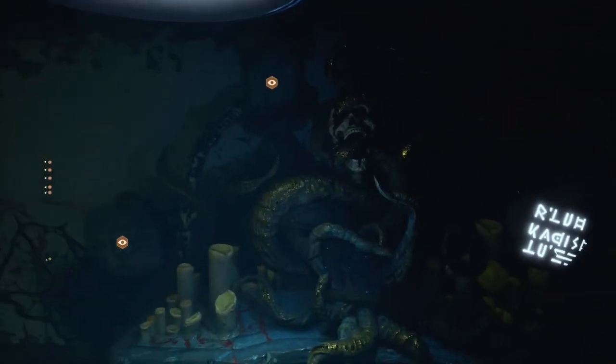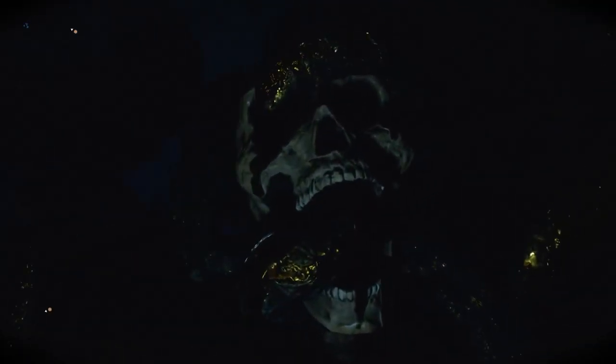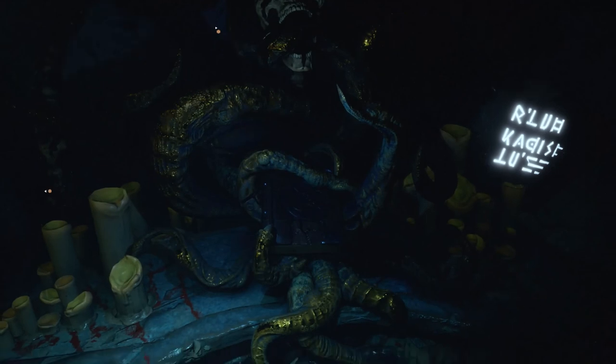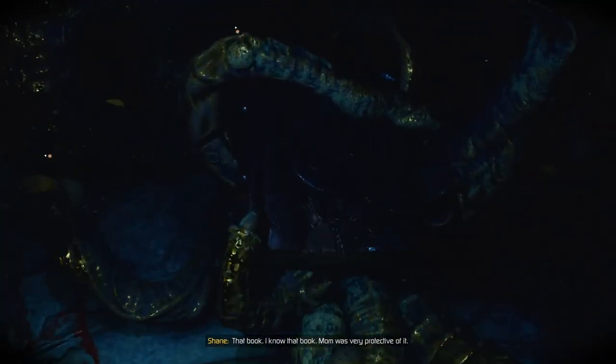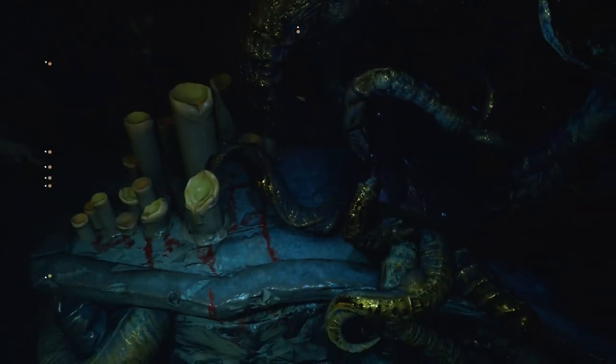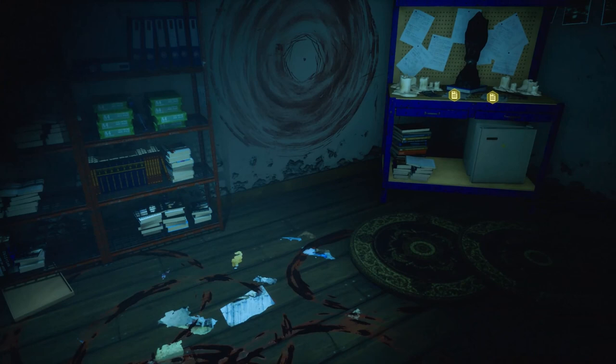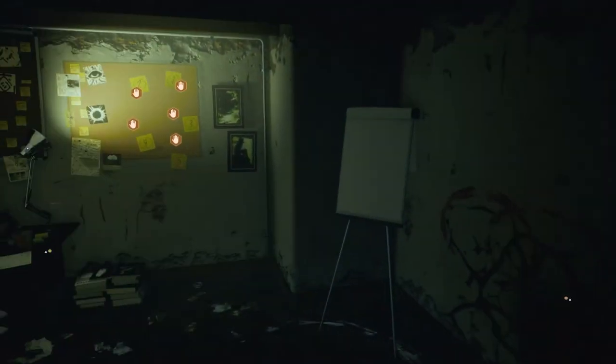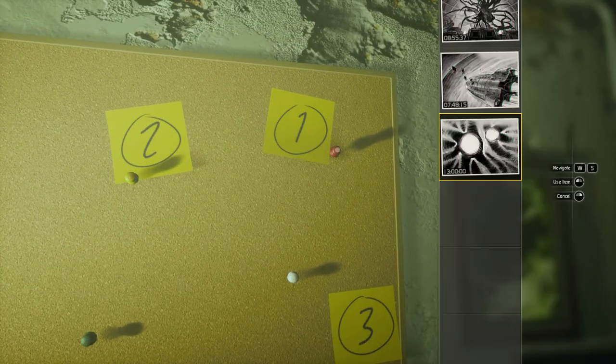He doesn't comment on this one, so I guess it was a joint comment for the both of them. It has like a human skull in the middle, which is pretty gnarly. That book. I know that book. Mom was very protective of it. Wait, is that like the Necronomicon or something? And I guess he did know his mom was into occult and stuff, if he recognizes the book. So, I'm going to number the photos.